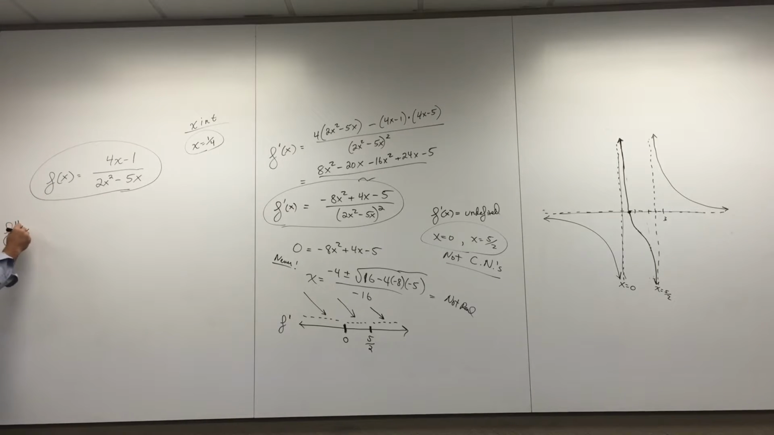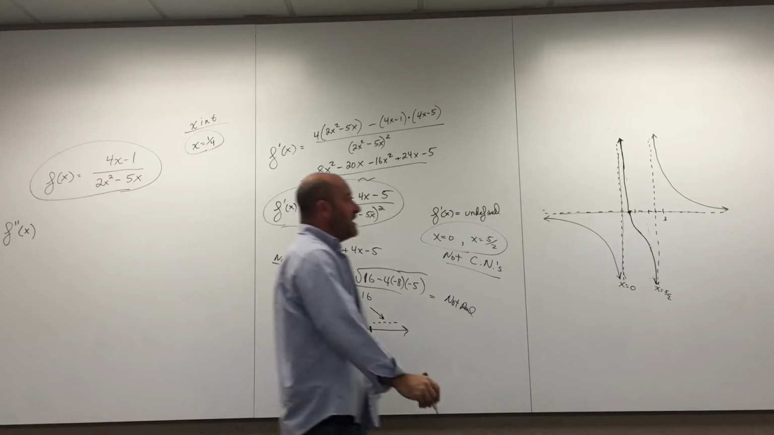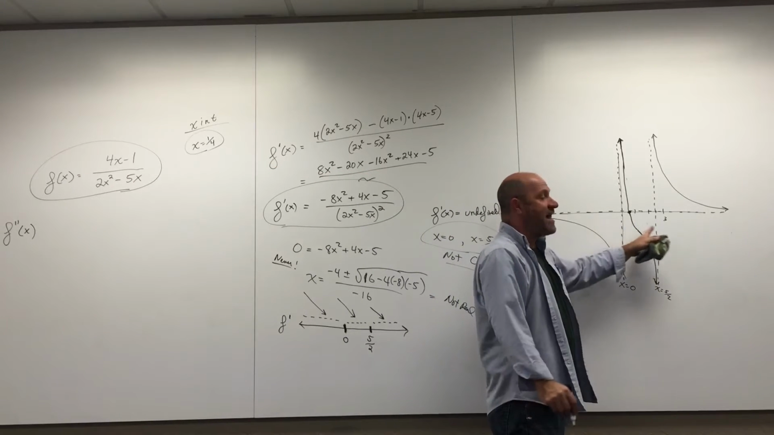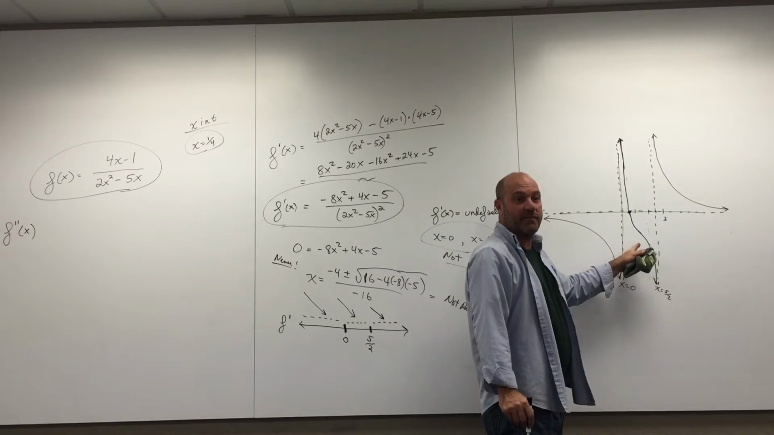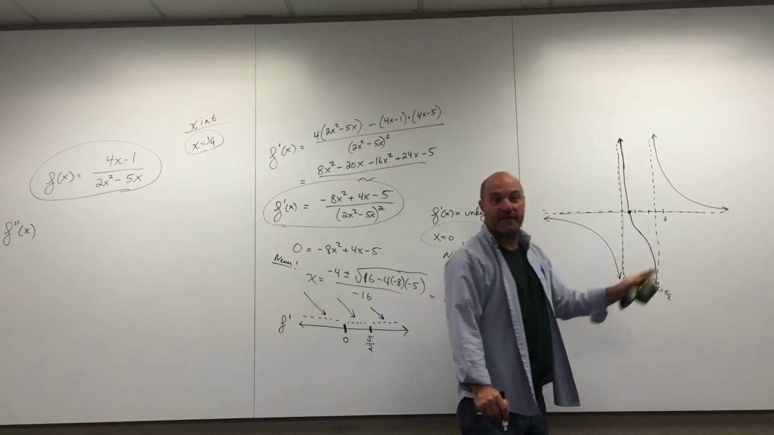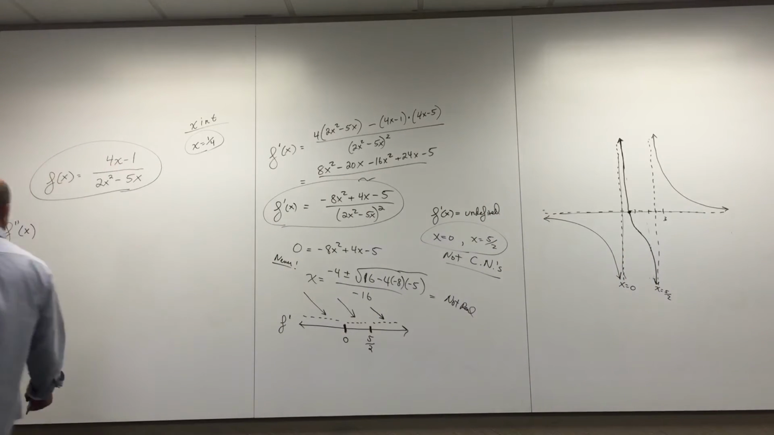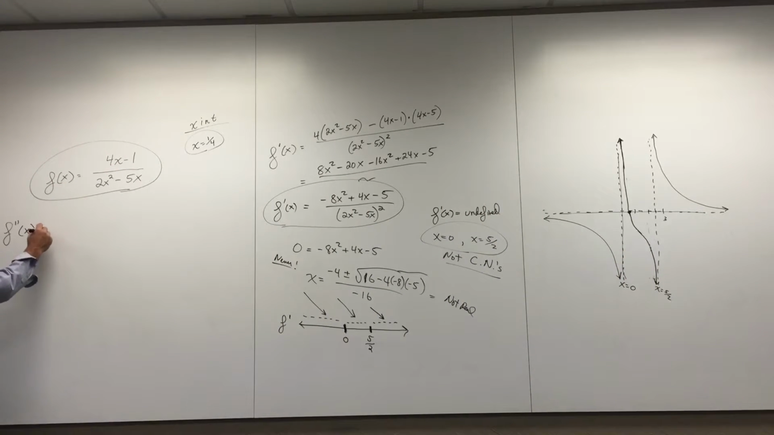Anyway, what do I expect to find? I'm expecting to find some kind of inflection point between 0 and 5/2. I think there is one in there. That's what my graph sort of says. All right, on your mark, get set, go. What am I doing? Second derivative.